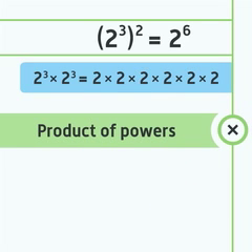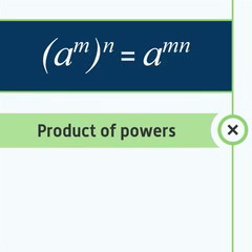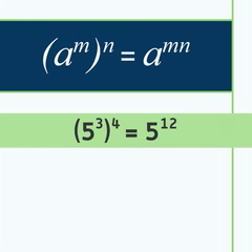A number to a power, all raised to another power, can be simplified as that number to the power of the product of the powers. Again, that's quite complicated. It's a bit simpler to think of it as a to the power of m, all to the power of n, equals a to the power of m times n. For example, 5 to the power of 3, all to the power of 4, simplifies to 5 to the power of 12.